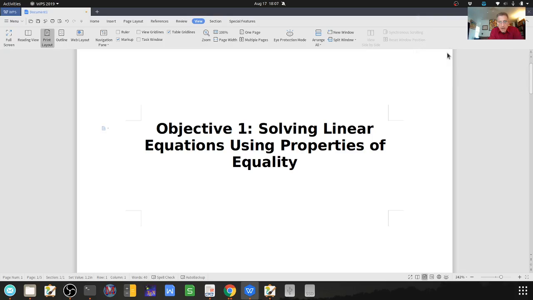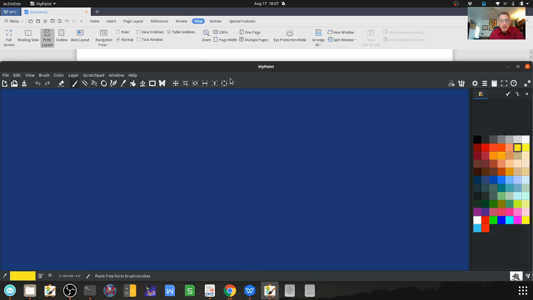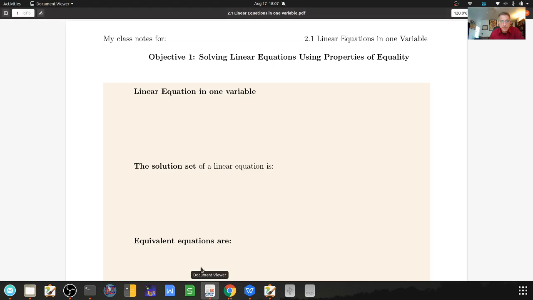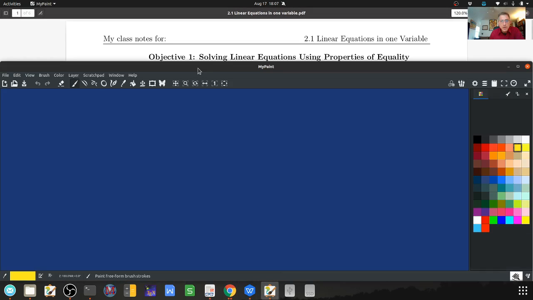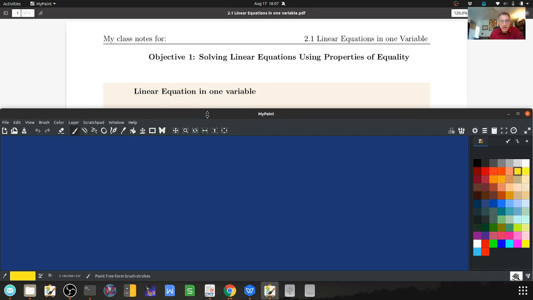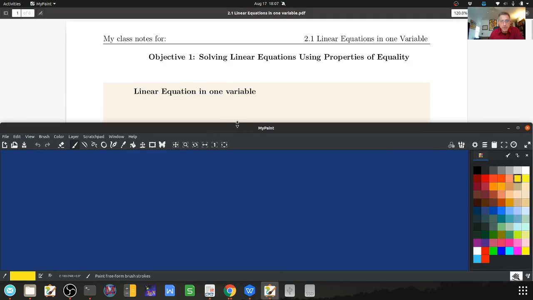So let's start Chapter 2, Objective 1. It's actually Chapter 2, Section 1, Linear Equations in One Variable. And we're going to look at Objective 1, Solving Linear Equations Using Properties of Equality. So we've got a few definitions we want to go over.